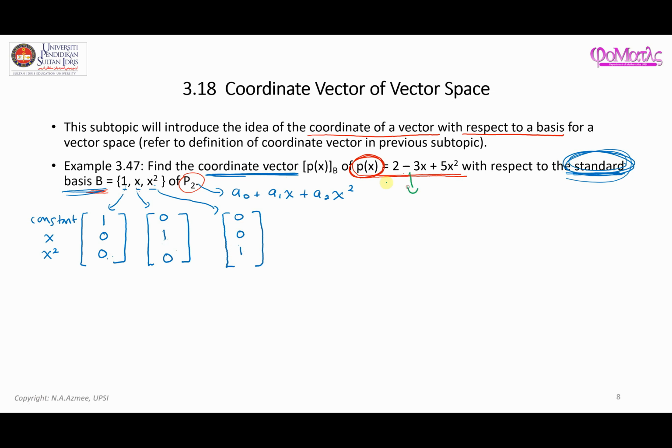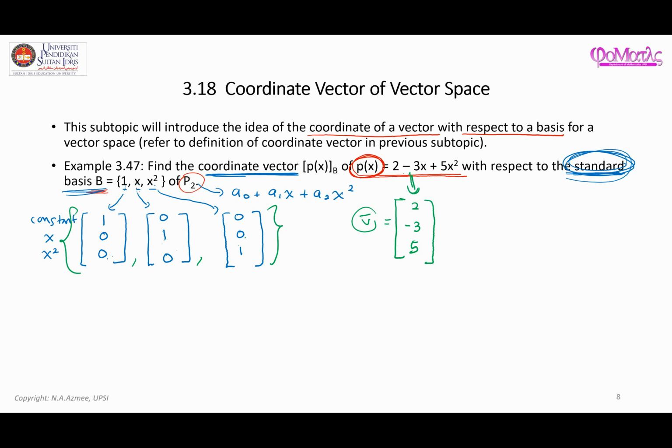So this is the given polynomial of degree 2, which you can turn into the usual vector notation and it will look like this: 2, negative 3, and 5. You can think of it as vector v, if you like, similar to what you have seen in the previous video. And the whole thing here is the basis.